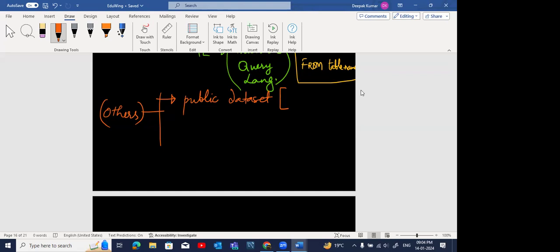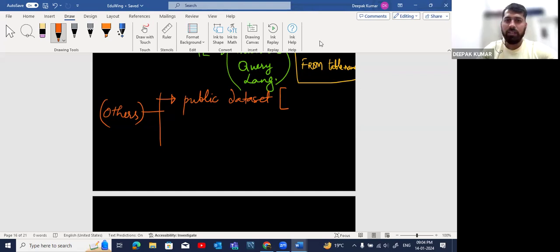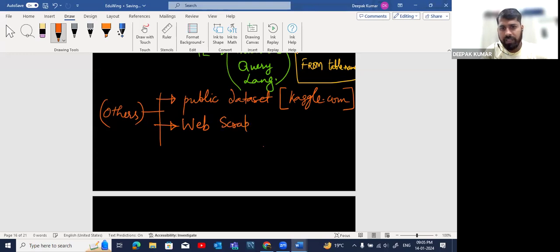Kaggle. Kaggle, very good. I'm talking about Kaggle only. So public data set: Kaggle.com. Go to it. Widely available data is there. Then we do web scraping. We apply Python code. We go to the web and scrape the data like anything.